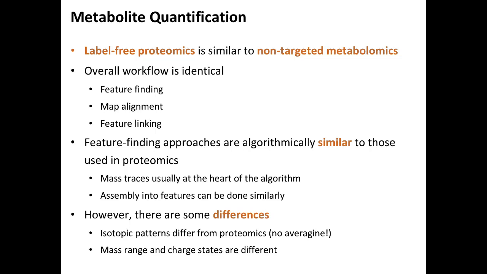The key differences between these algorithms are that the isotopic patterns are very different from metabolites. Different mass range, but also different elements, different composition leads to a much broader range of potential patterns. And the mass range and charge states are very different, and that requires some adaptation as well.